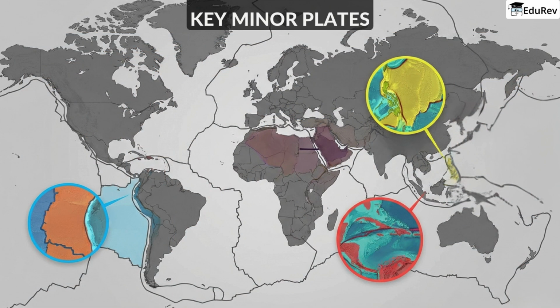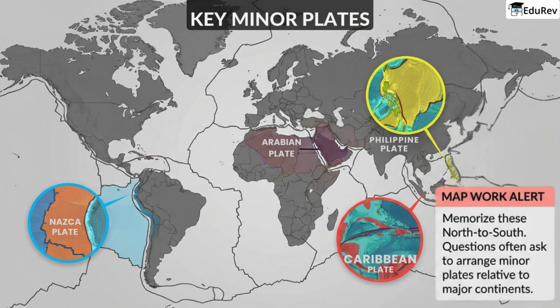Along with major plates, you need key minor plates that frequently appear in map-based questions: Nazca, Arabian, Philippine, and Caribbean plates. The map work alert is important. Memorize their positions north to south and relative to major continents, because prelims often asks arrangement or location-based elimination.